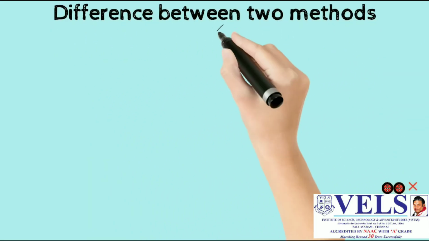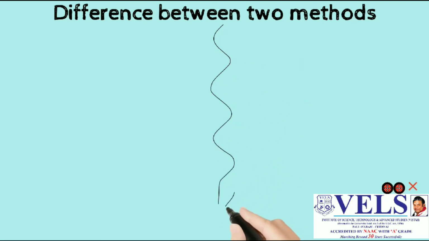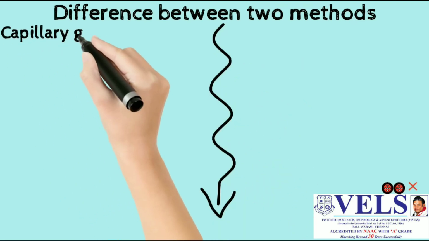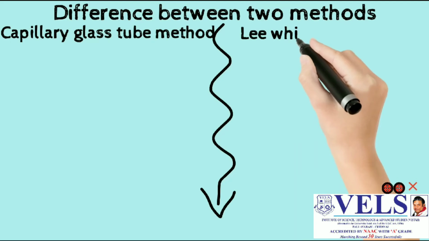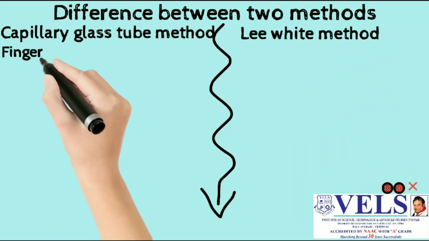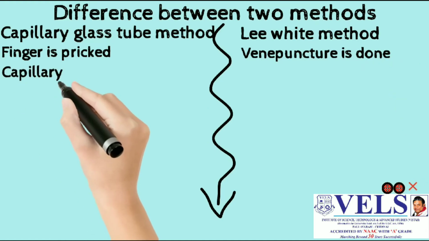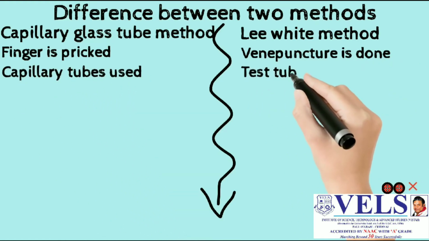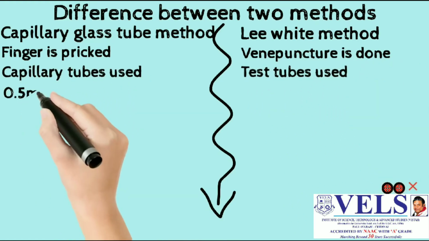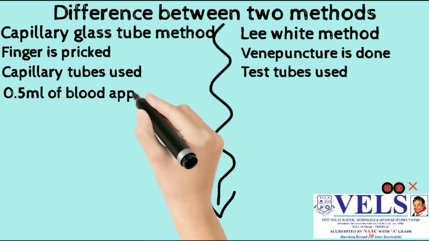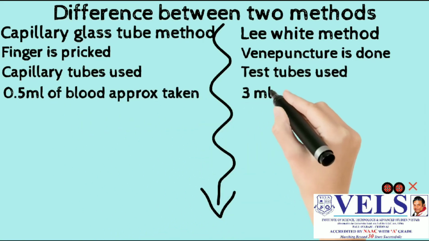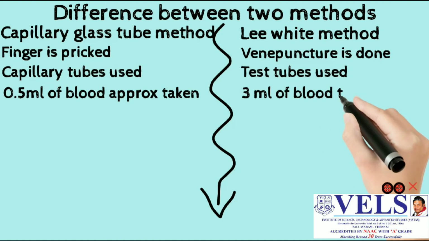Difference between the two methods. Capillary glass tube method, Lee-White method. In the first, the finger is pricked when the puncture is done. Capillary tubes are used, whereas test tubes are used in the second. Approximately 0.5 ml of blood is taken, versus 3 ml of blood.